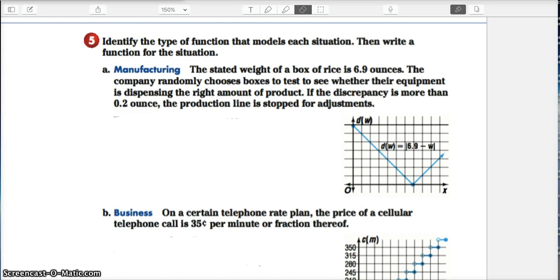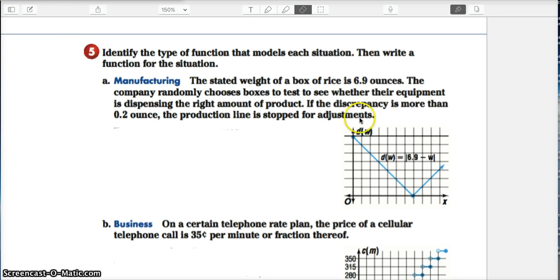In this final example, we're going to be identifying the type of function that models each situation. Then we're going to write a function for that situation. So part A, manufacturing. The stated weight of a box of rice is 6.9 ounces. The company randomly chooses boxes to test to see whether their equipment is dispensing the right amount of product. If the discrepancy is more than 0.2 ounces, the production line is stopped for adjustments.